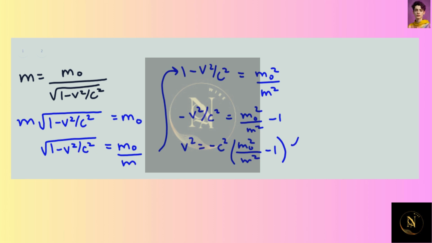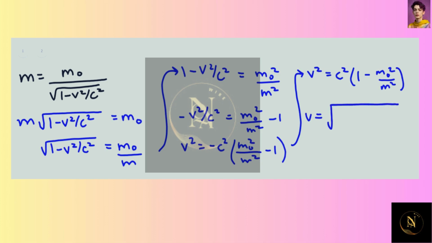Then we'll distribute the negative sign through the parentheses, and we have v squared equals c squared times 1 minus m naught squared over m squared. Finally, we'll square root to get v by itself, and we have v equals the square root of c squared times 1 minus m naught squared over m squared.